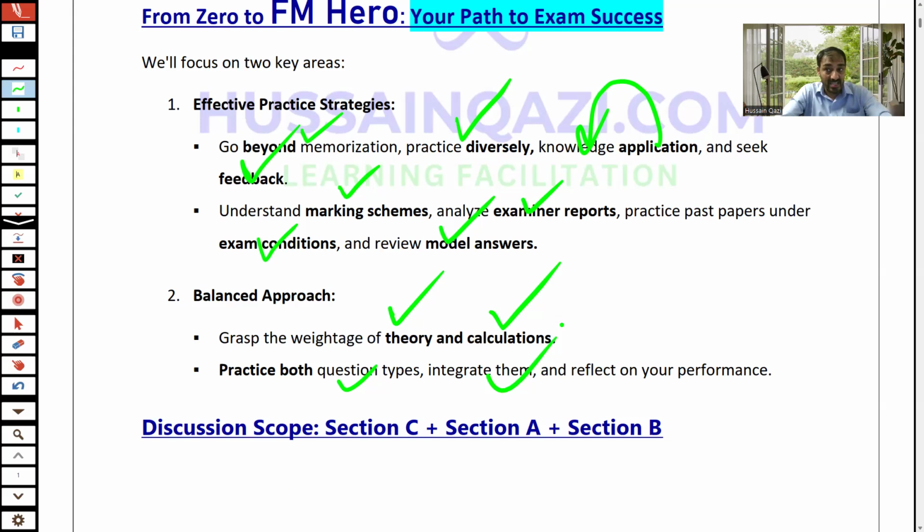Once you integrate things, once you realize the point and start practicing and then integrate them, you will observe your performance. Your confidence will automatically build up. With this session, I will also provide guidance related to the balanced approach. So let's start the depth of the session.